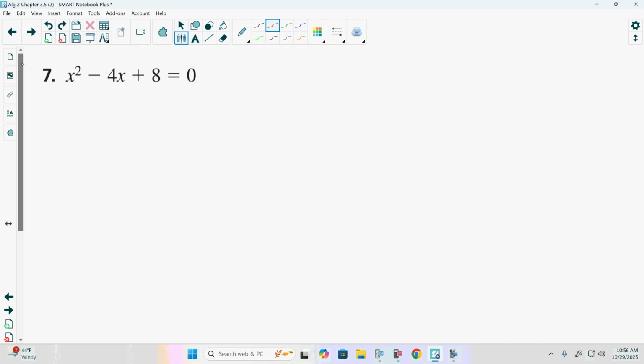I want to skip that one because that's another one that does work out nicely. It's already a perfect square trinomial. I want to look at this one here: x squared minus 4x plus 8.